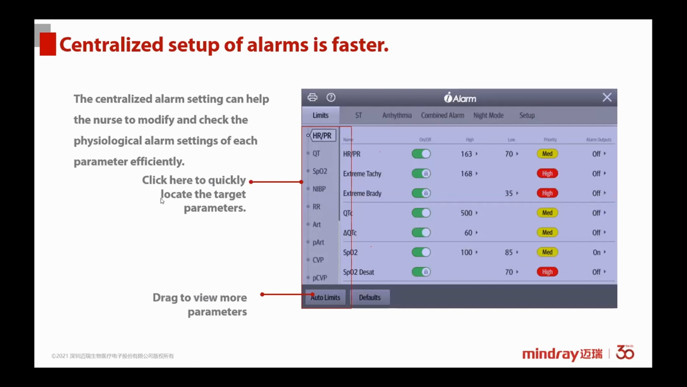The patient monitor can report various physiological alarms and technical alarms, such as lead off, low battery, etc. These alarms are assigned to 3 alarm levels: high alarm, middle alarm, and low alarm. Here we have a centralized alarm setting so that we can help the nurse to quickly modify the different alarm limits.